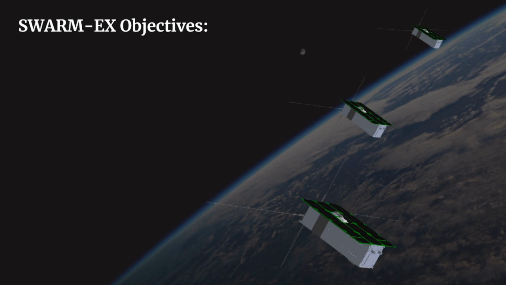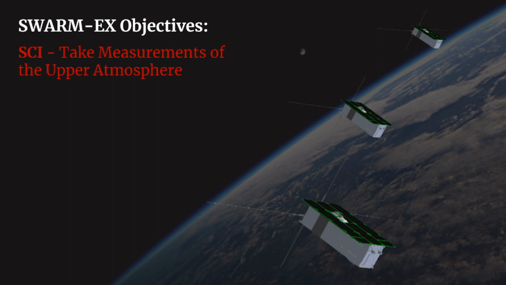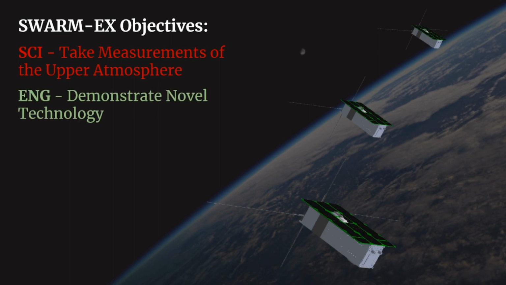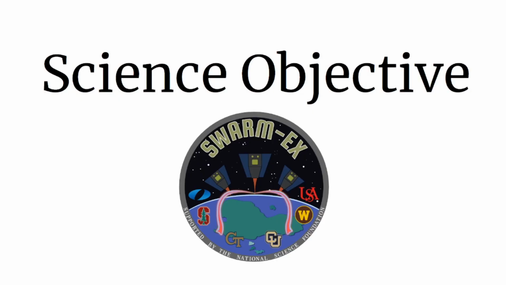The SWARM-EX mission has 3 overarching objectives: a science objective to take measurements of the upper atmosphere, and an engineering objective to demonstrate novel technologies. In addition to its technical goals, SWARM-EX seeks to use CubeSat development as a vehicle for education and public outreach. We will give a brief overview of all 3 of the objectives in the following slides, starting with science.